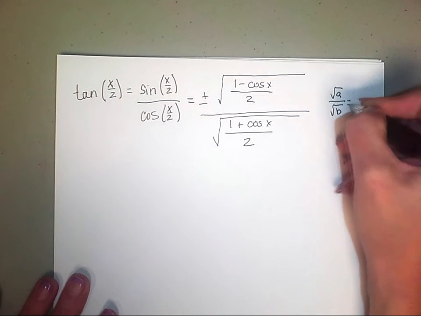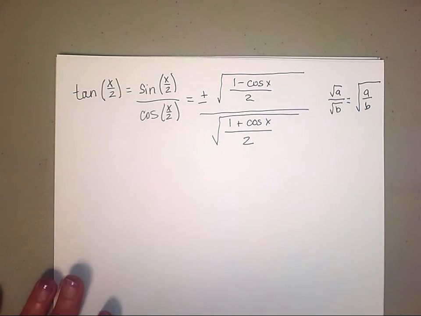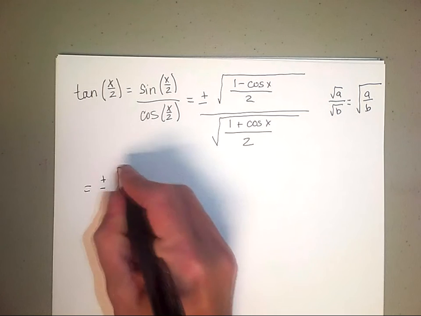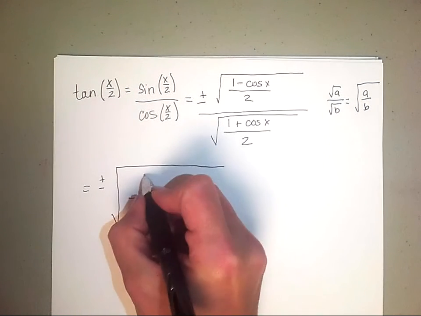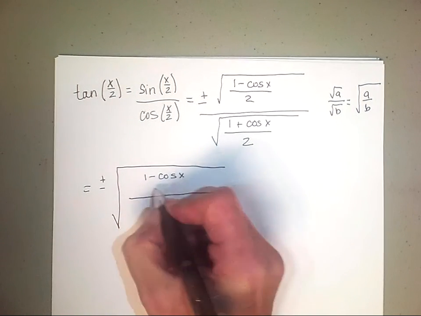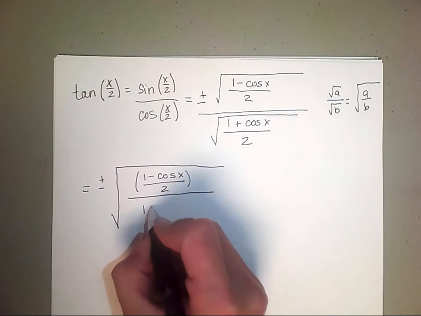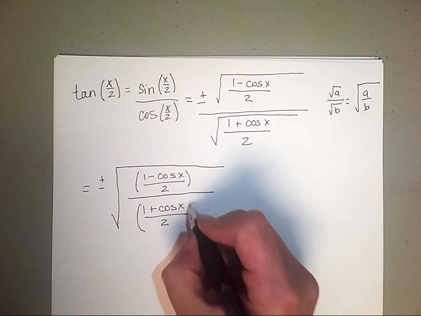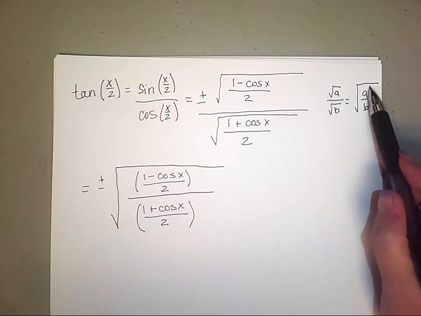over the square root of b, we can write that as one great big square root of the fraction. Okay? So this is equal to plus or minus the square root of the fraction. The top is 1 minus the cosine of x divided by 2. That's our numerator. And the bottom will be 1 plus the cosine of x divided by 2. So just applying this.